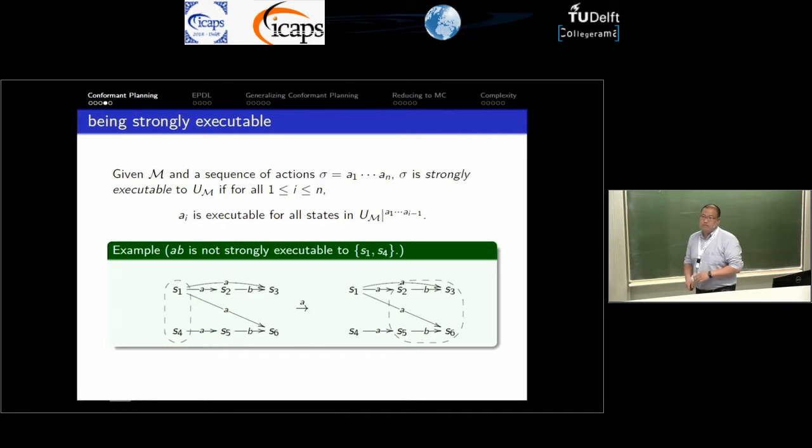So in conformant planning, we need to find a plan, an action sequence, such that when we finally do the action sequence, the updated belief state will be a subset of the goal state. But there's another very important thing: the plan we find must be strongly executable, or applicable in some AI literature.